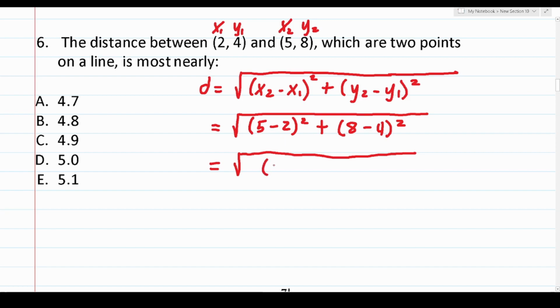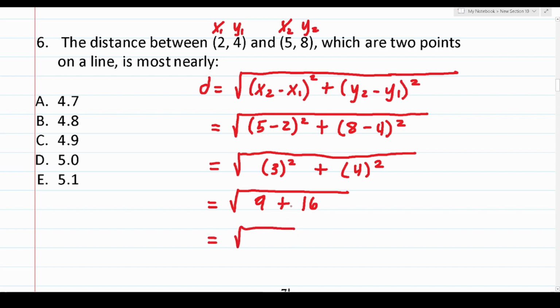5 minus 2 is 3, so this becomes 3 squared plus 8 minus 4 is 4. This is plus 4 squared. Let's keep working this out. 3 squared is 9, of course, and 4 squared is 16. 9 plus 16 is 25. Square root of 25 is 5.